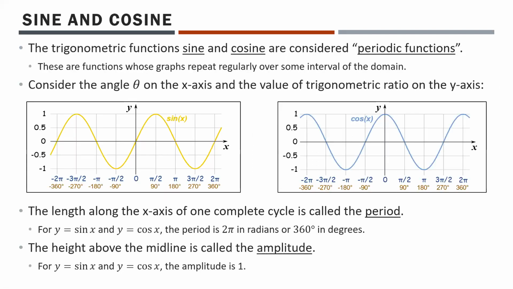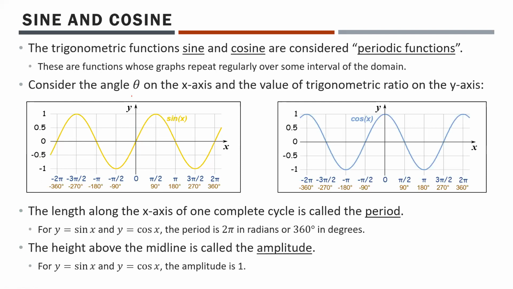So sine and cosine, right here on the page, you can see what the functions look like. Sine, of course, is on the left and cosine is on the right. The trigonometric functions sine and cosine are considered periodic functions. Periodic is just a fancy way of saying there's some sort of repeating pattern. And if you look at these, even if I follow my pen over them, you can see they follow a repeating pattern. There's a peak and then a trough and then a peak and a trough on both of these.